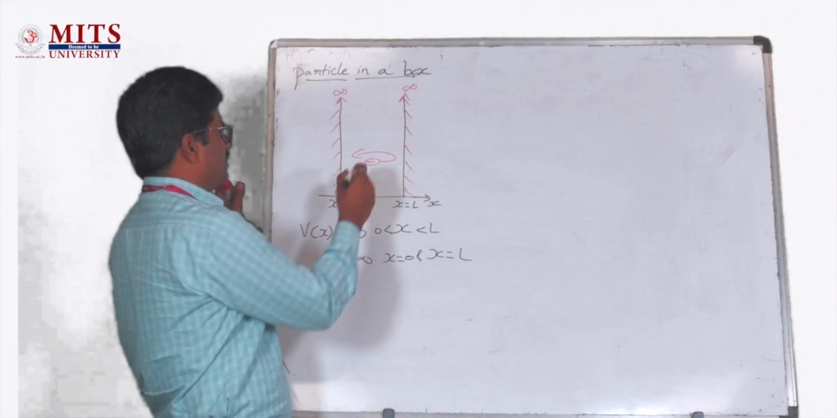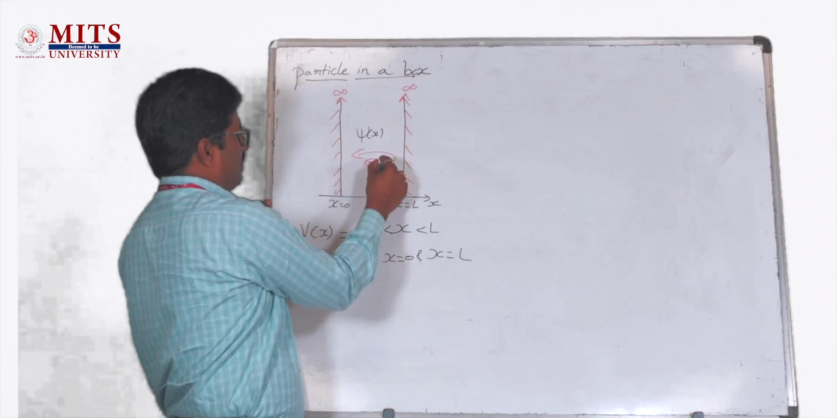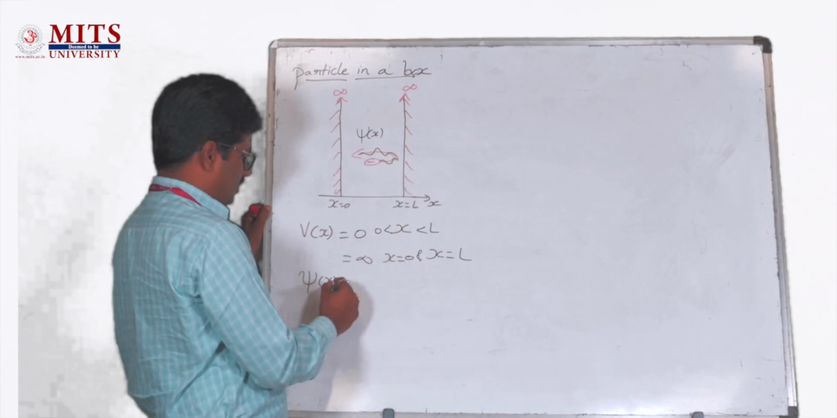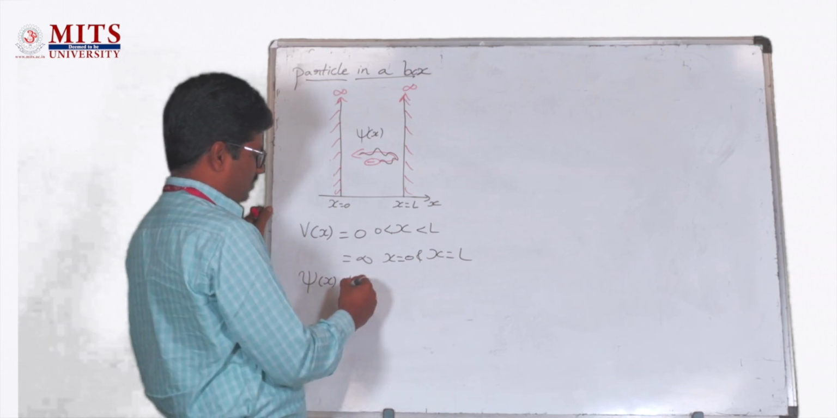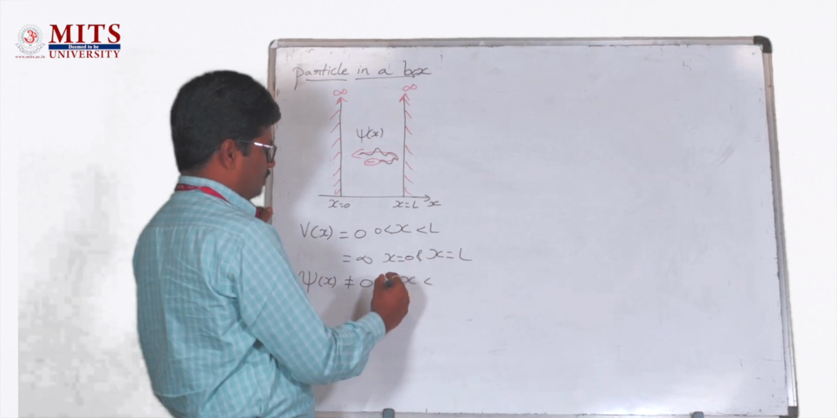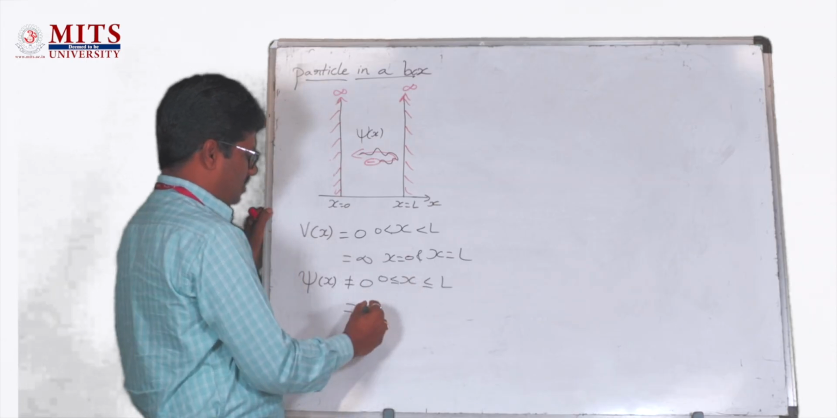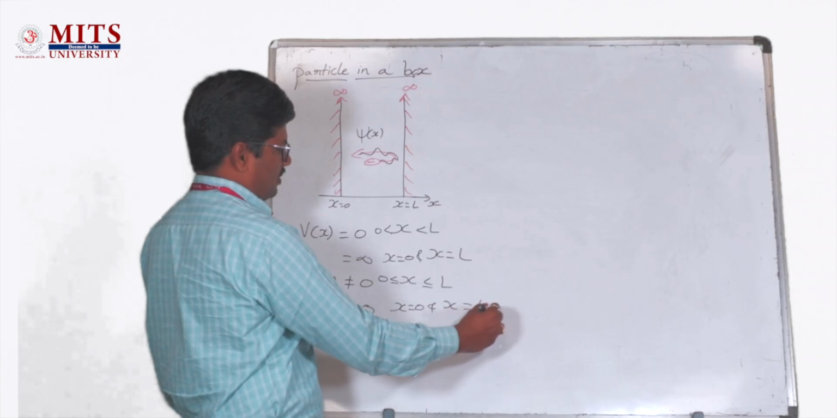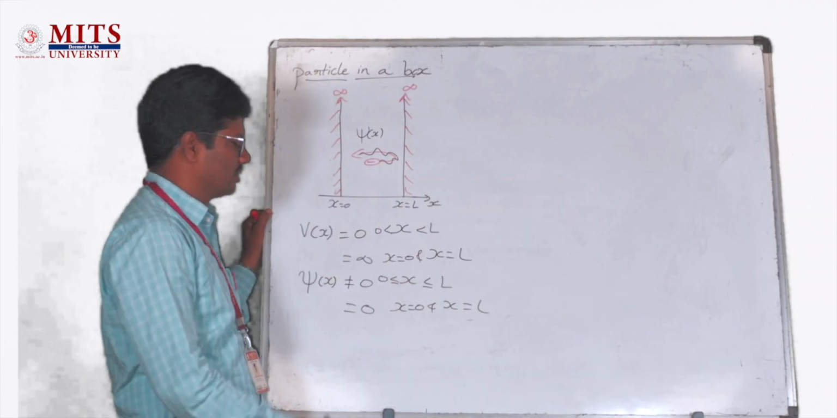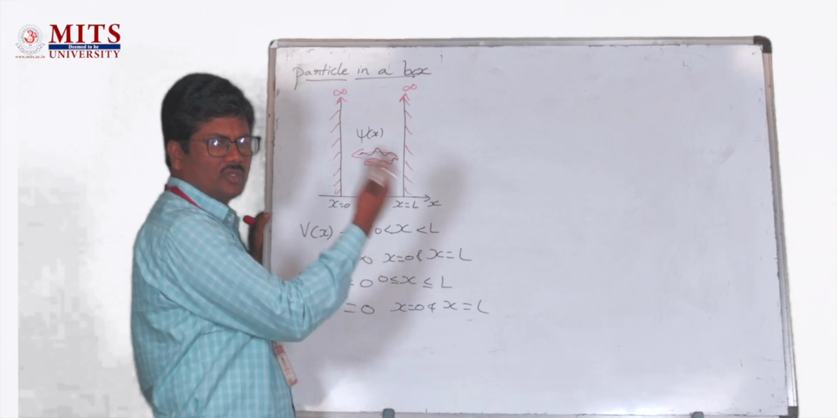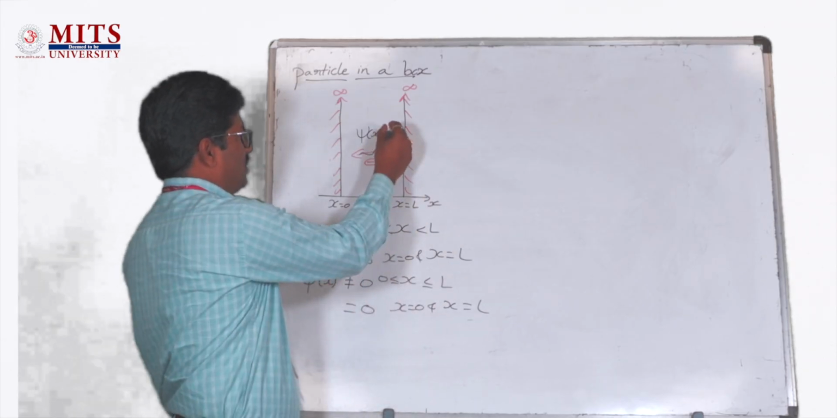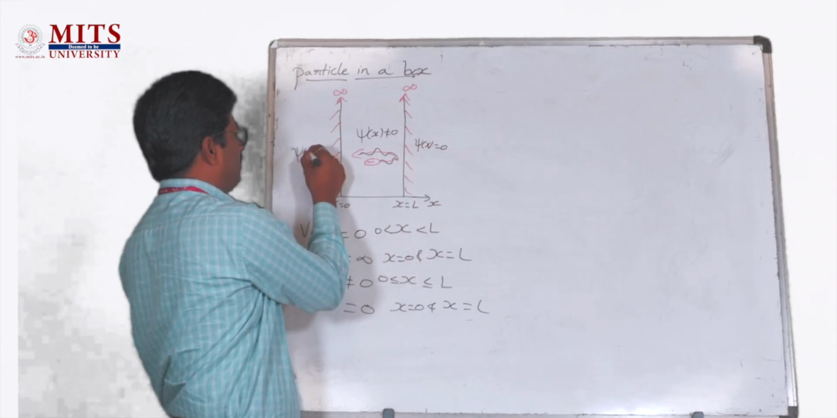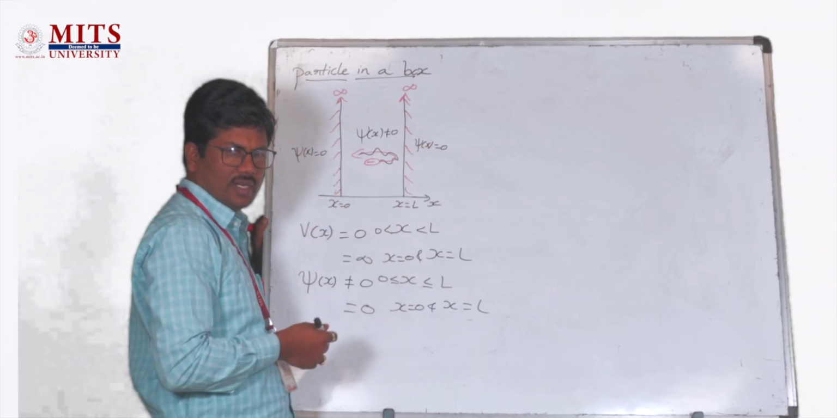Zero potential means the electron is moving in the form of a wave, a matter wave. So psi of x is not equal to 0 inside the box, but it is equal to 0 at x equal to 0 or at x equal to L, because the particle can never be there. It can never be on the top of the box or outside the box. The particle will never travel there.